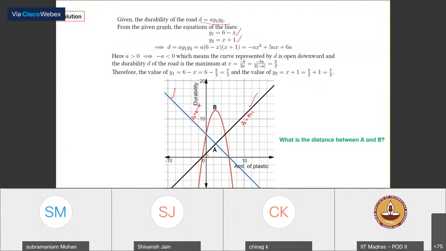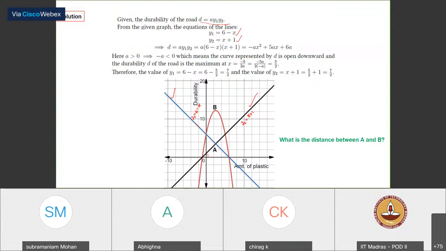Now, sir, I tried to solve in a different way. After you finish, can I explain my way? I am close to the answer, and I got the same answer, but I just wanted to explain why I am getting minus 7 by 2, but here you are getting 7 by 2.